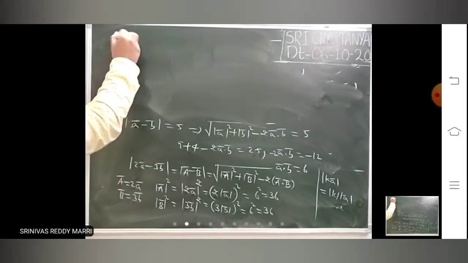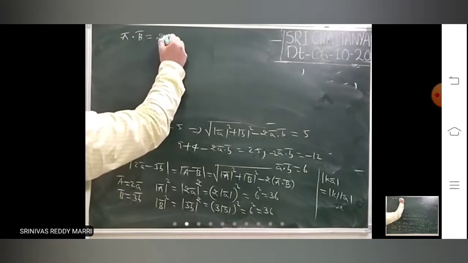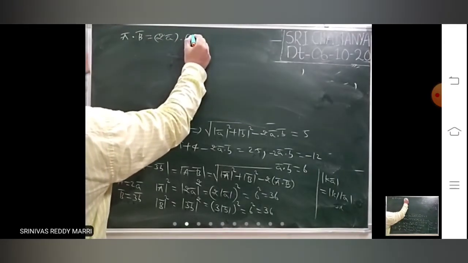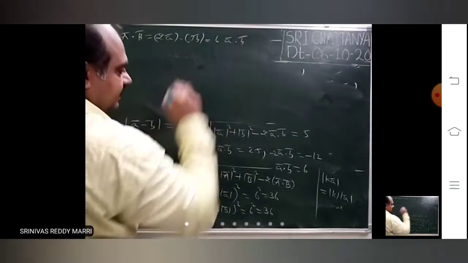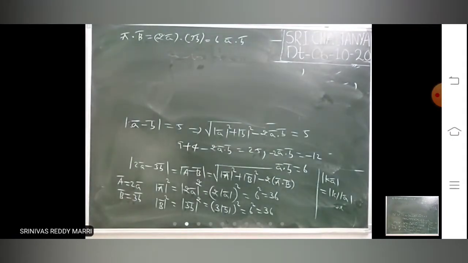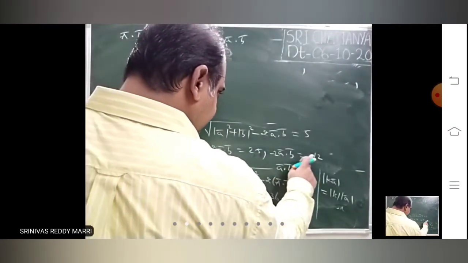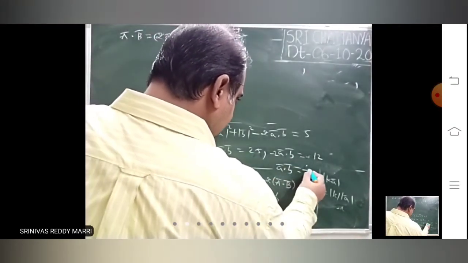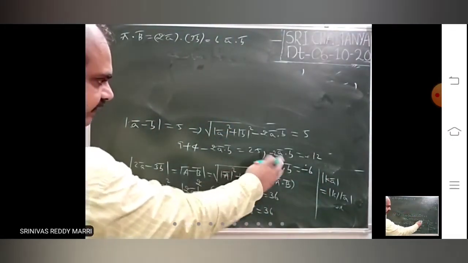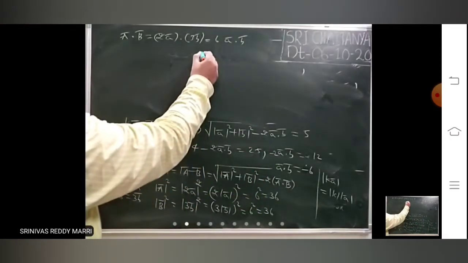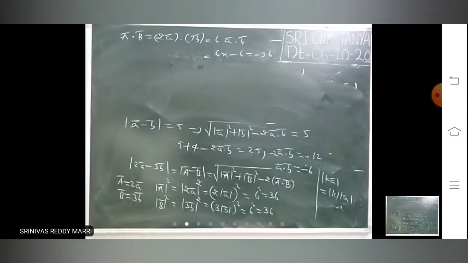Now look at 2A bar dot 3B bar. That means 6 into A bar dot B bar. Now this side means 12 times A dot B, and A dot B is nothing but minus 6. So that means 6 into minus 6, minus 36.